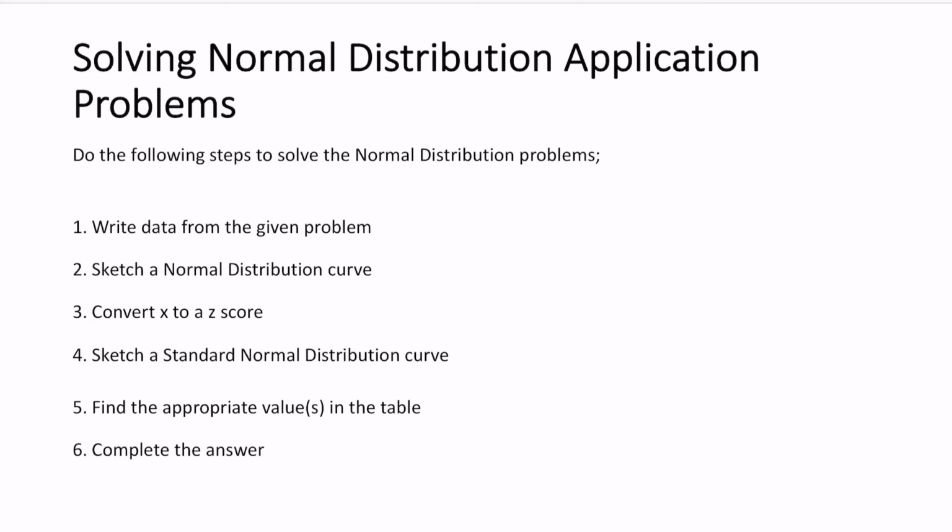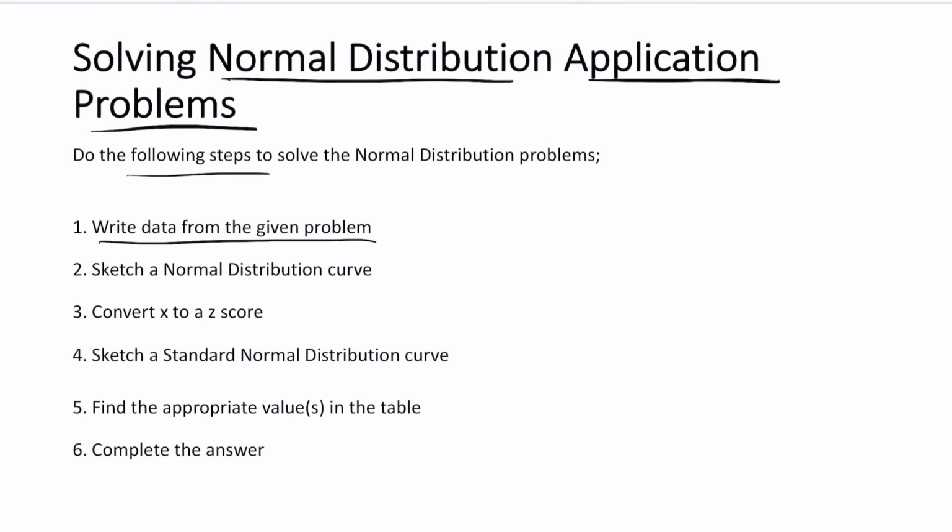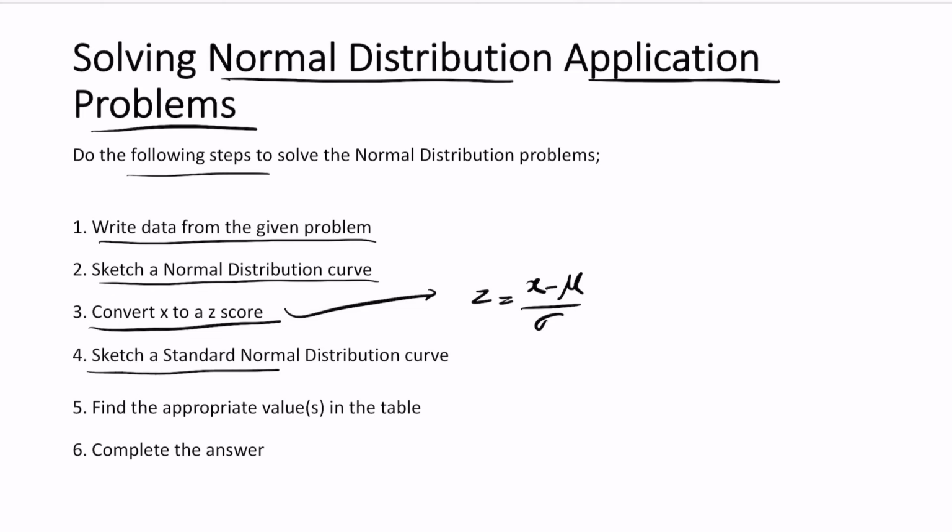Now let's come to normal distribution application problems. How do you apply normal distribution to the problems? We use the following steps to solve normal distribution problems. First, write down the data that you have in the problem. Second, sketch a normal distribution curve. Third, convert x to a z-score using the formula z equals x minus mu divided by sigma. Fourth, sketch the standard distribution curve. Fifth, find the values from the table, and sixth, complete the answer. These are the steps required while solving the problem.